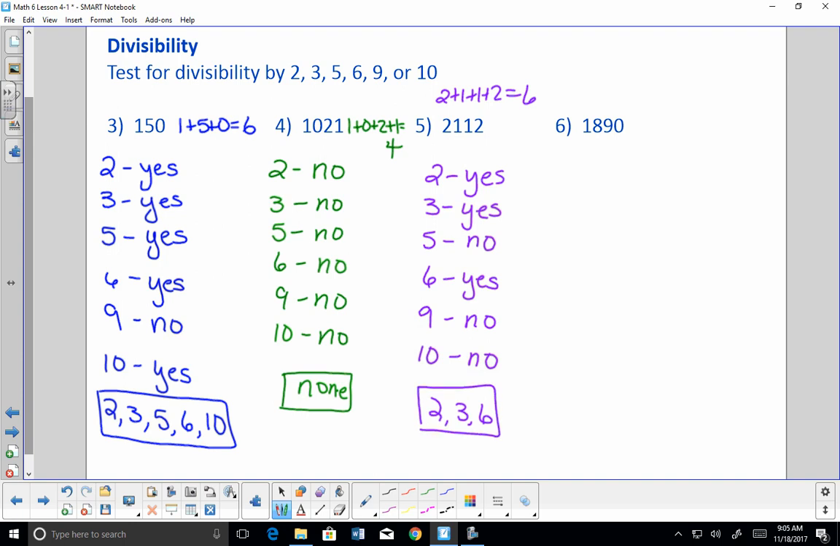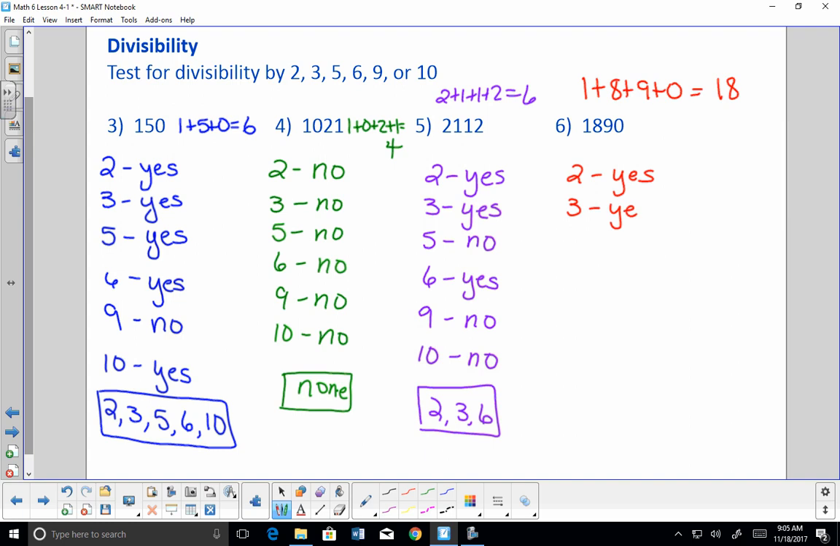And our last problem here. 1,890. Is it divisible by 2? Yes, because it is an even number. Ends in 0, 2, 4, 6, or 8. 1 plus 8 plus 9 plus 0 is 18. 18 is divisible by 3, so yes, this number is divisible by 3.